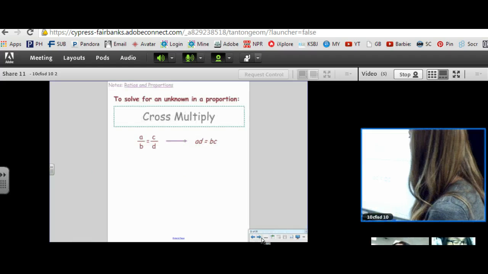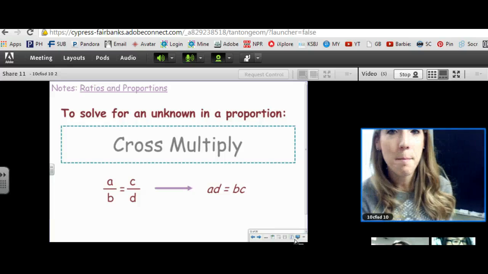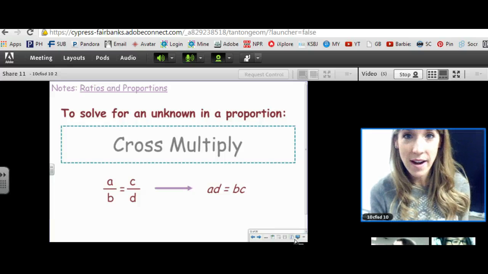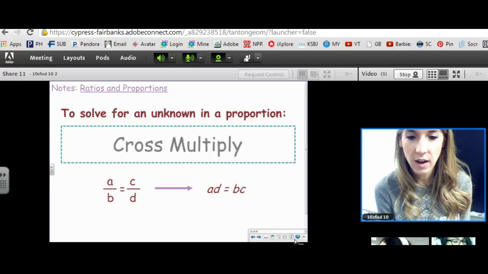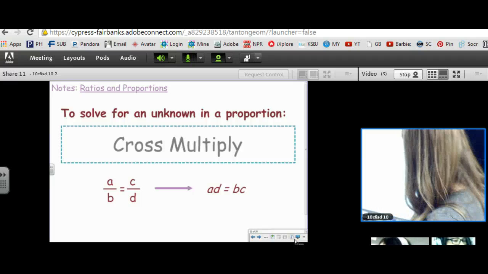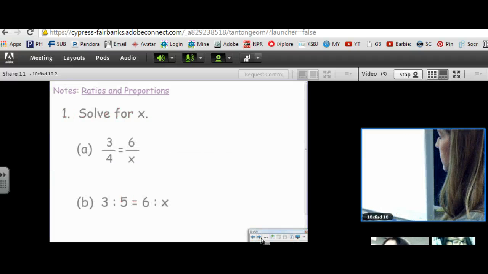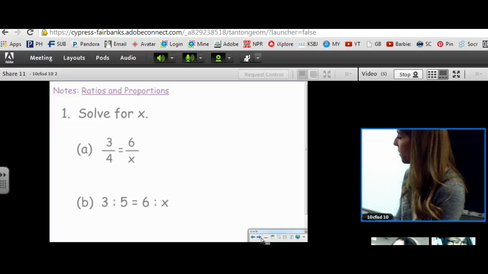All right, sometimes, of course, our proportions might have unknowns. They might have a variable. So when there is a variable, we're going to cross multiply to solve, and we have covered this already in this class. Okay, go ahead and work on those 2, please.